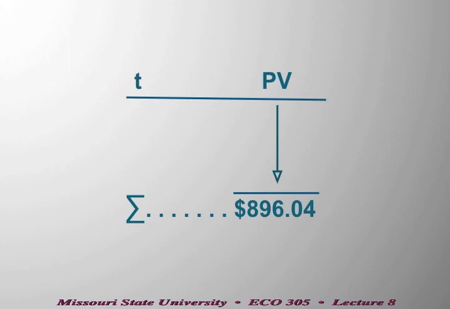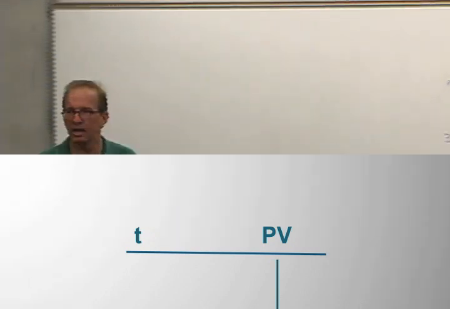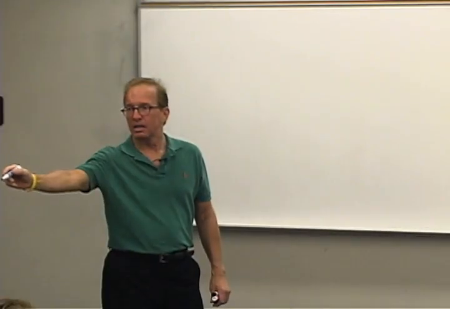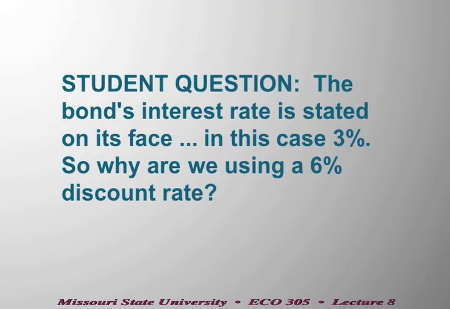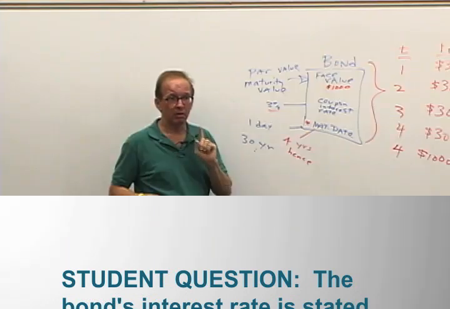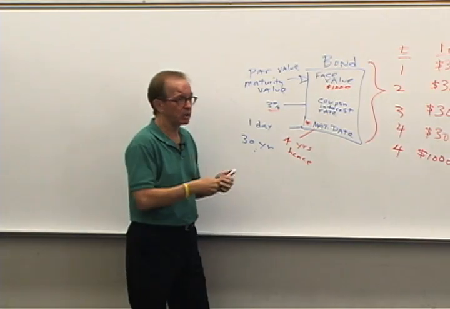Yes, ma'am. Why does that have 1.06 when the interest rate is 3%? No, ma'am. But it's a good question. Here's what this bond is, and let me just clarify the question. We've got two interest rates here. One interest rate is the one that's written on the bond, and another interest rate, 6%. See the difference? Now, what's going on? And the answer is this.